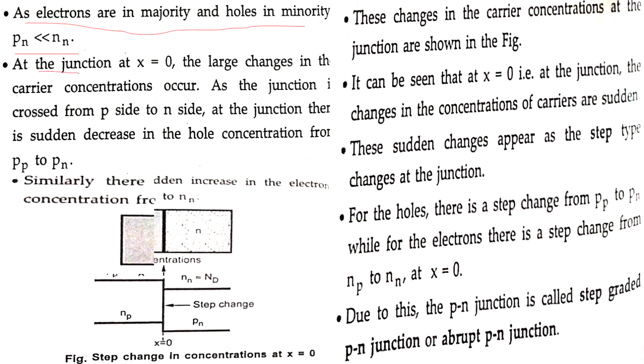So at the junction, a large carrier concentration gradient occurs, right? As the junction is crossed from P-type to N-type, at the junction there is a sudden decrease in the hole concentration, or the electron concentration, vice versa.